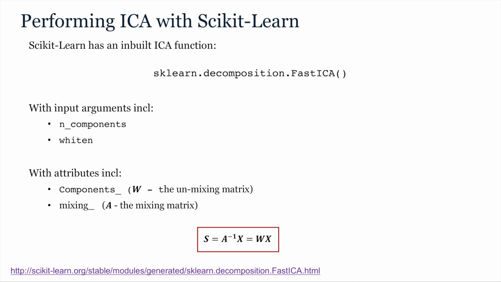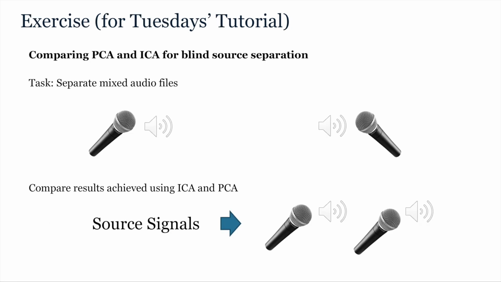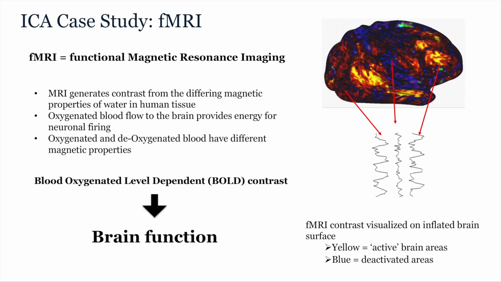The class has attributes including the components, which returns W, the unmixing matrix, through which we can recover the sources S, and mixing, which returns the mixing matrix A. Therefore, to fit and return the sources, you will need to apply the fit and transform function. This will apply the unmixing matrix W to X to return S. We will test this out in Tuesday's tutorial, where you will be asked to use scikit-learn to unmix the signals that we played at the beginning of this lecture.